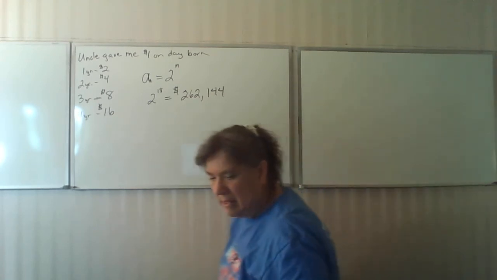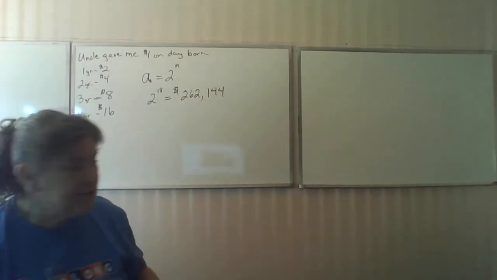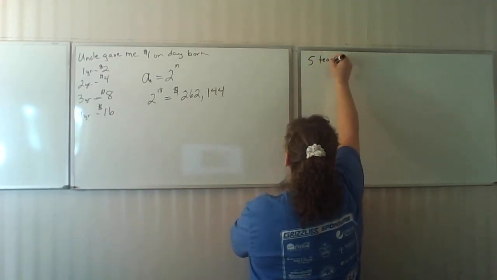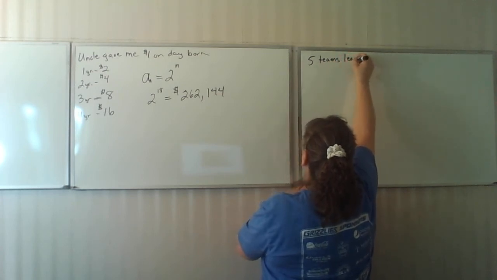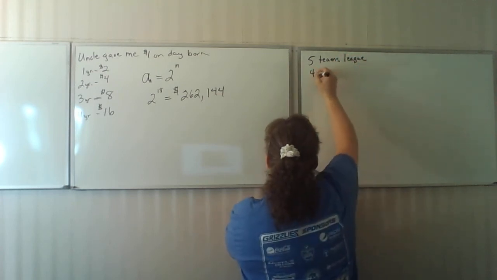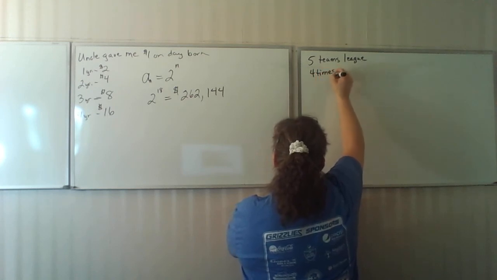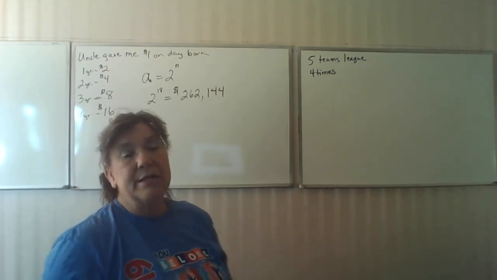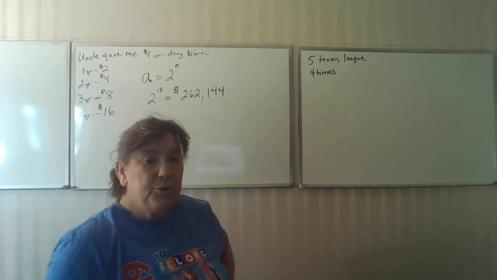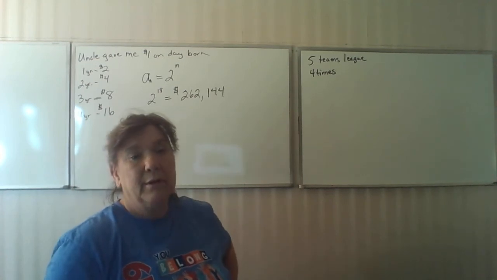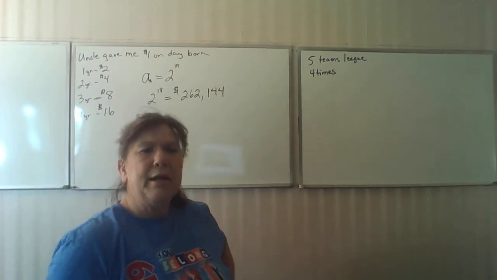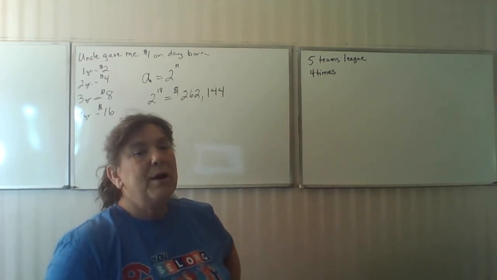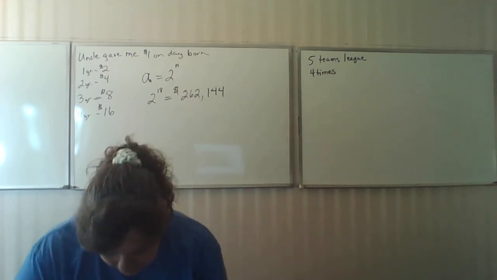Okay, this problem says there's 5 teams in the league, and each team plays every other team in the league 4 times. So how many games is it necessary to play to be able to have that happen? Well, some people say, well, how about 20, 5 times 4? Is that right? We'll see if that's correct.